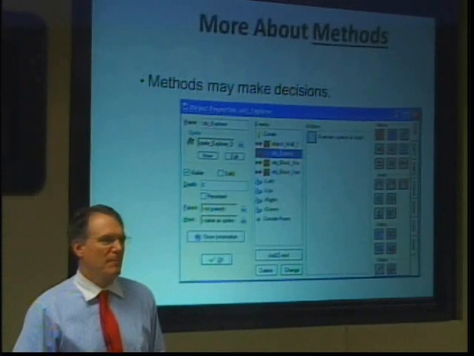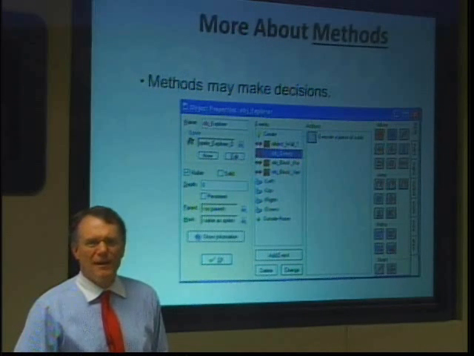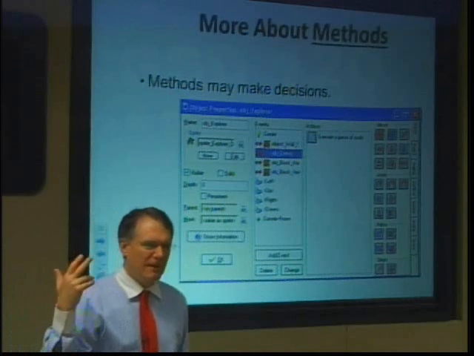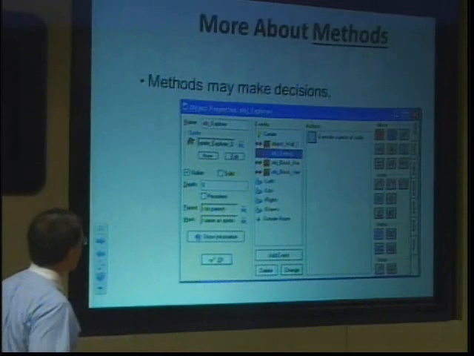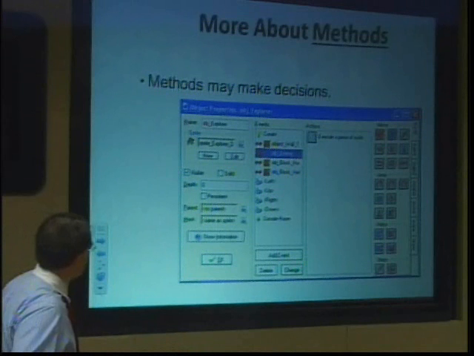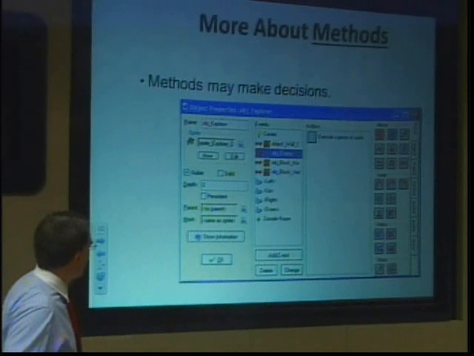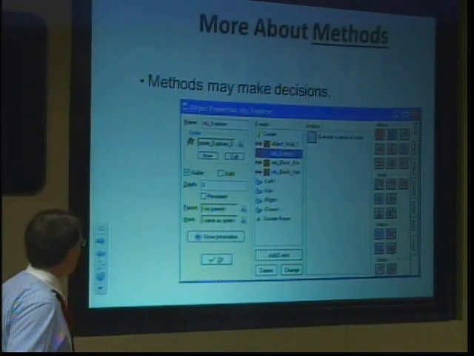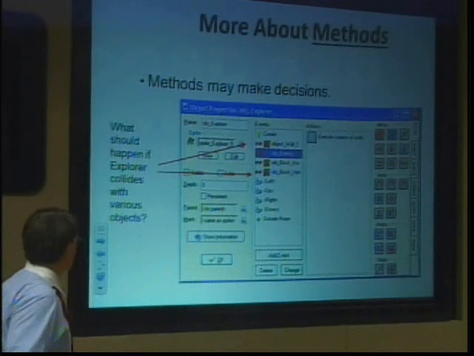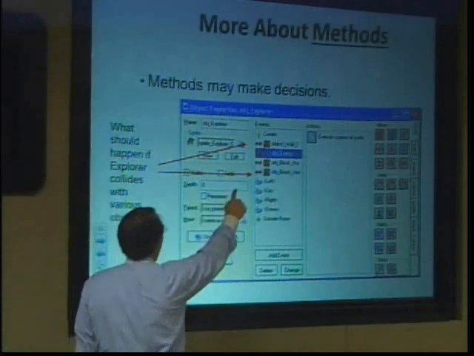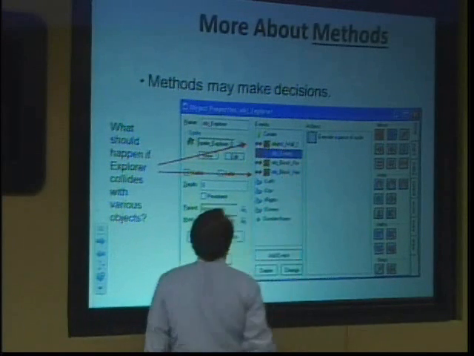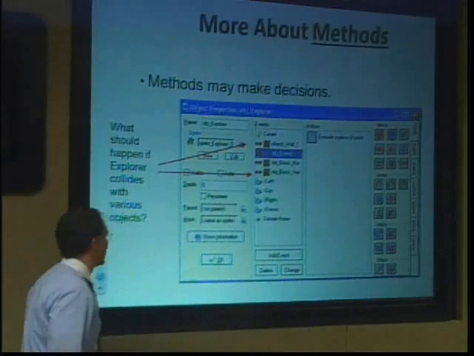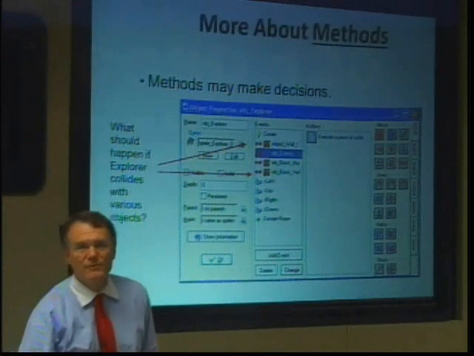All right, let's talk a little bit more about the concept of methods. You can use a method in a program to make decisions. You can see object enemy there. If it has a collision with something, we'll execute a piece of code. What will happen if the explorer collides with these different objects here? It's going to have to make a decision.